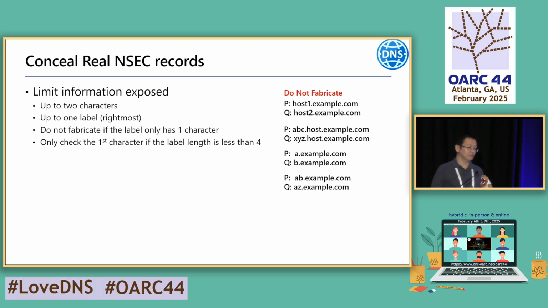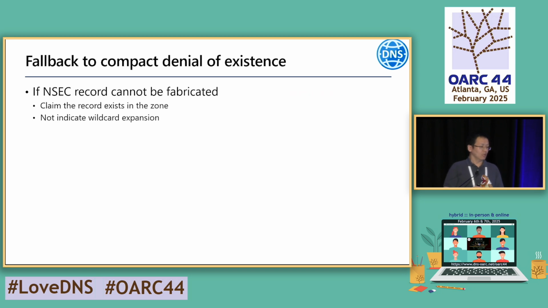And here are some examples where we cannot do the NSEC fabrication. Like when the common prefix is too long, or the label length is too short. So what happens if we cannot do the NSEC fabrication? We can just fall back to the original compact denial of existence. We can just let the server do the signing on the fly, and the server will just claim I have the record.